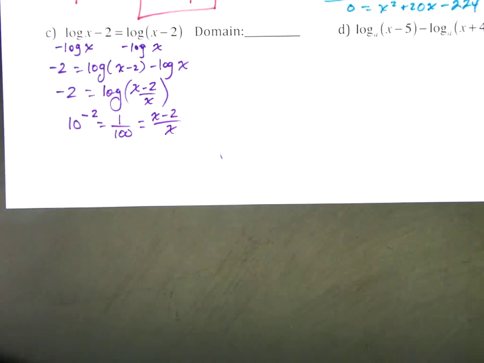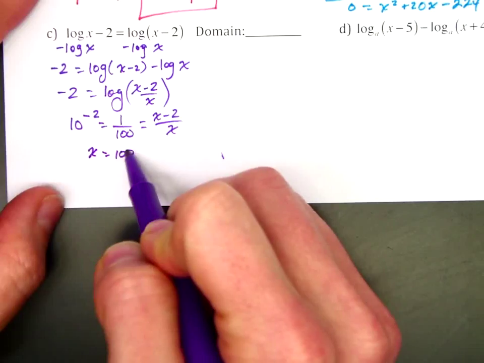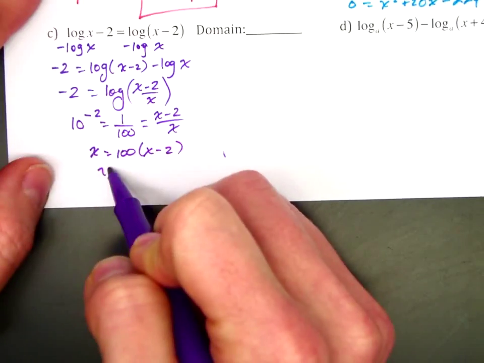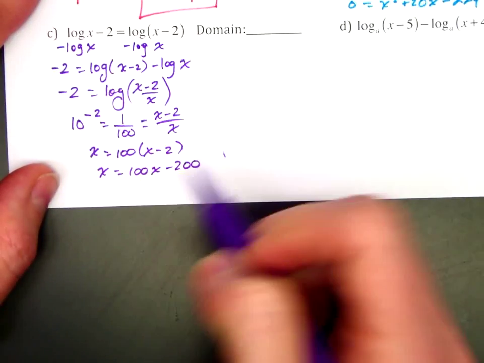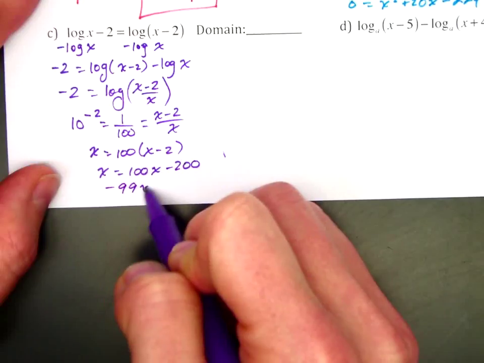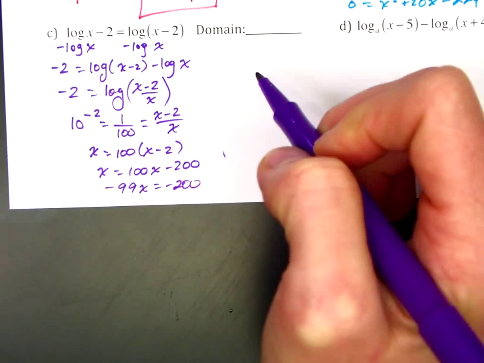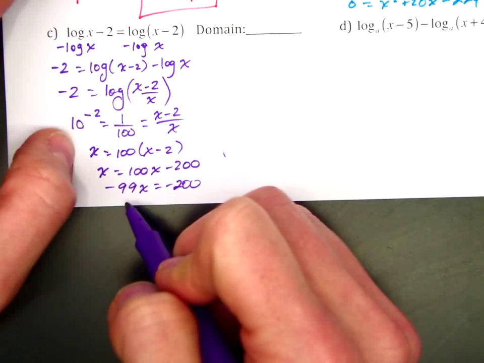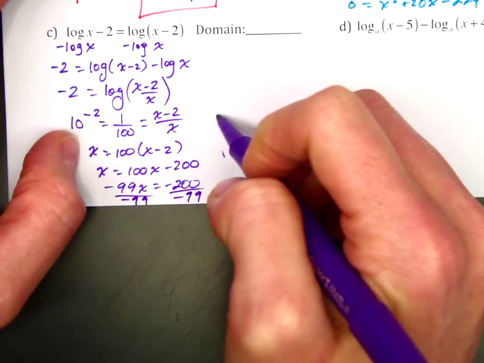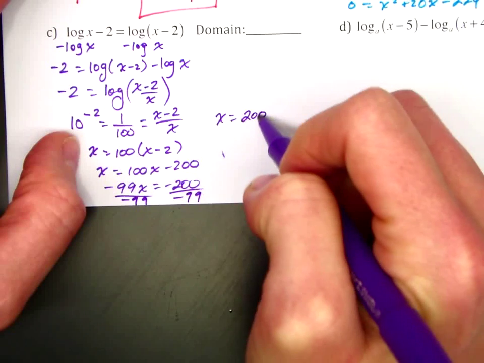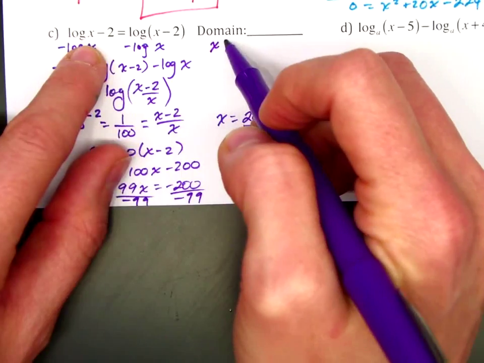Now what? Cross multiply. X times 1 is x. And then we have 100 times x minus 2. So x equals 100x minus 200. Subtract 100x from both sides, you get negative 99x equals negative 200. Divide both sides by negative 99. So what does x equal? 200 over 99.